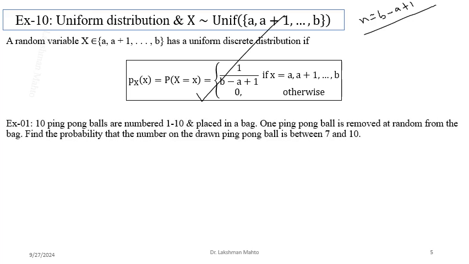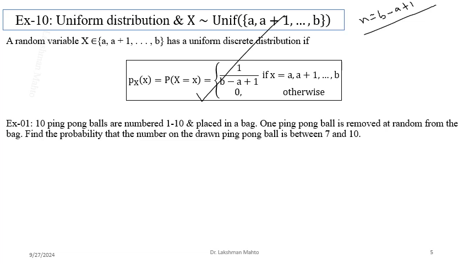So one simple example we have taken. 10 ping pong balls are numbered from 1 to 10 and placed in a bag. One ping pong ball is removed at random. Whenever someone is saying at random, that means you are talking about uniform law or equally likely law. Find the probability that the number on the drawn ping pong ball is between 7 to 10. What is the probability?